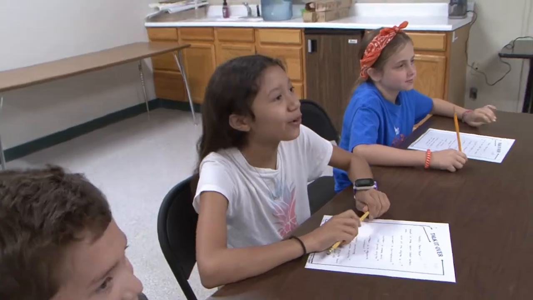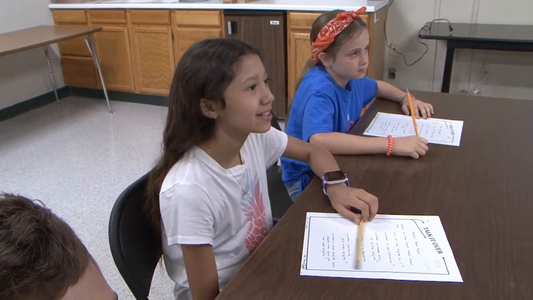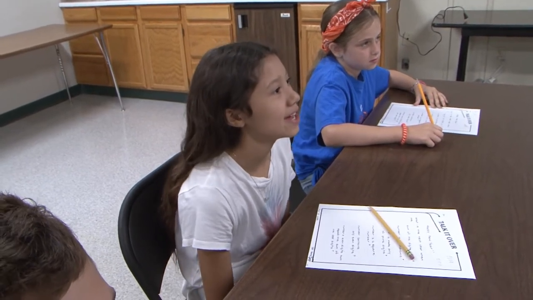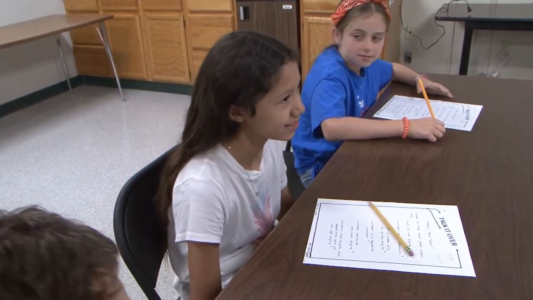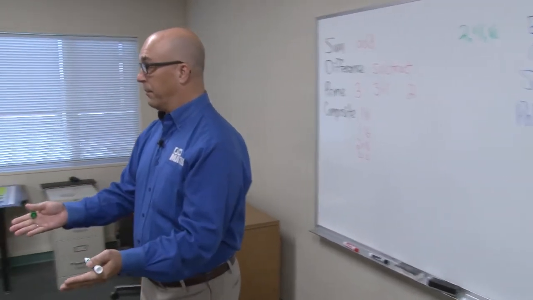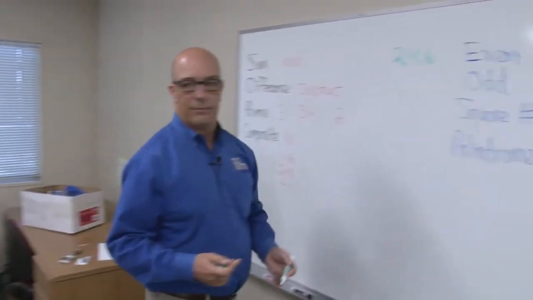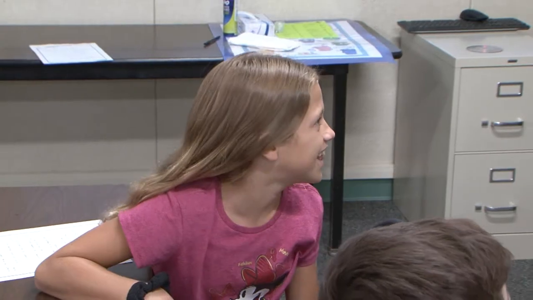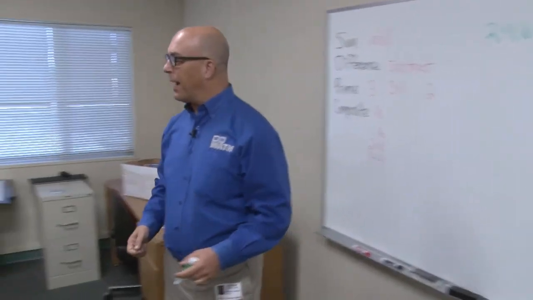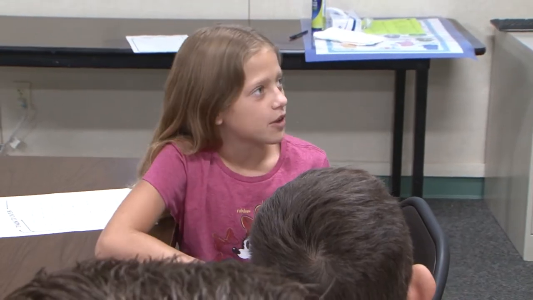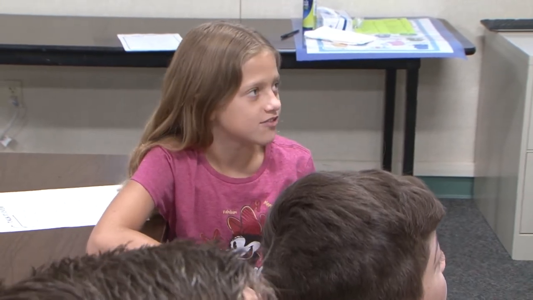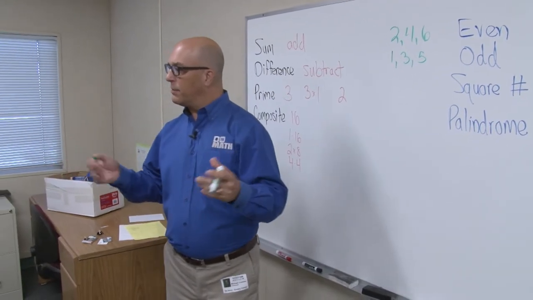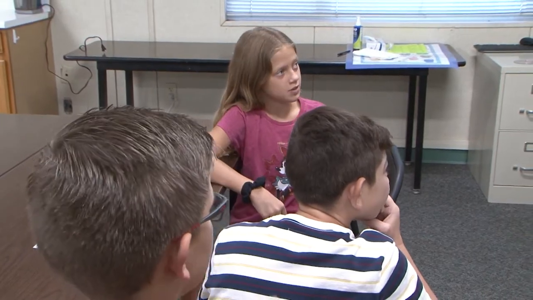Even is like 2, 4, 6, 8. Okay. It's like numbers that other numbers can go into. They're divisible by two. They're always a pair. What about odd? Odd is numbers like 1, 3, 5, 7. Okay. And what's the difference between even and odd? It can't be multiplied by two.